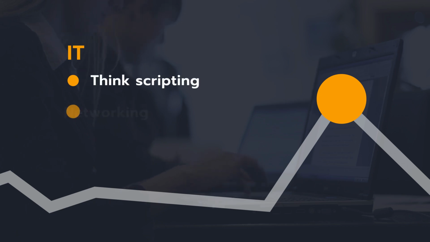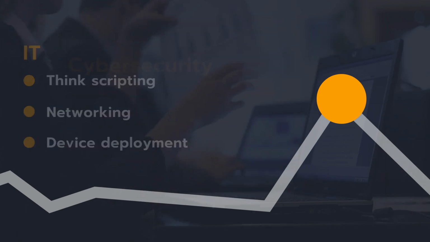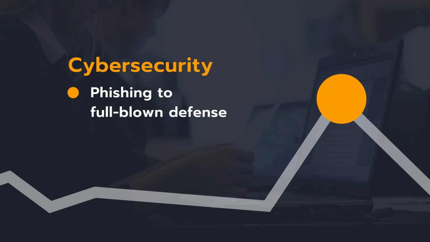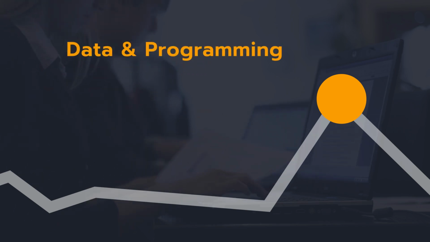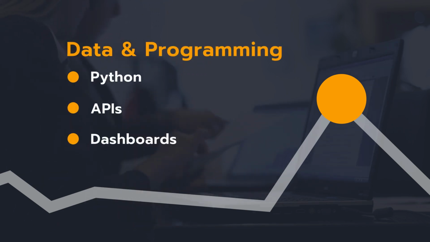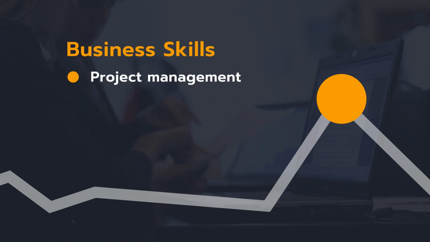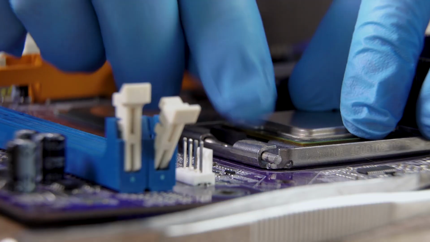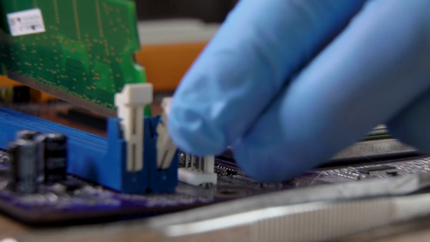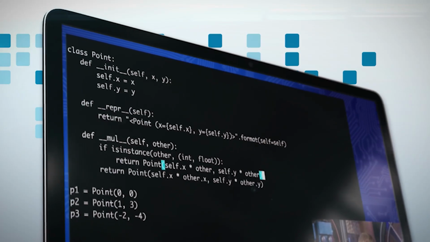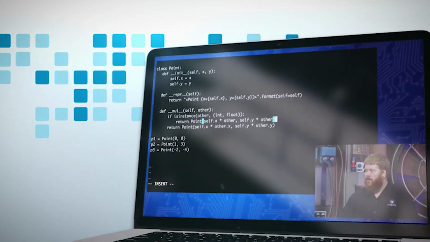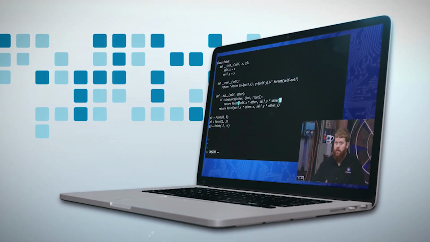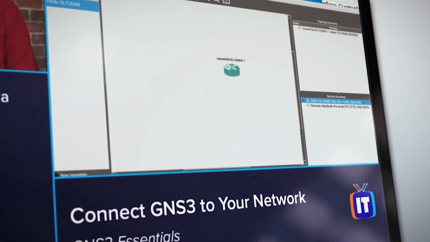From tech basics to advanced certs, our training covers the real world stuff teams need to thrive. IT, think scripting, networking, device deployment, cybersecurity, from phishing to full-blown defense, data and programming, Python, APIs, dashboards, and business skills, project management, Six Sigma, customer service skills, you name it. Whether your team is deploying a network or building a PC from scratch, we make it click. They'll learn to automate tasks with Python, troubleshoot hardware issues, and set up secure systems using tools like Microsoft Endpoint Manager and GNS3. It's hands-on, it's clear, it's not boring.